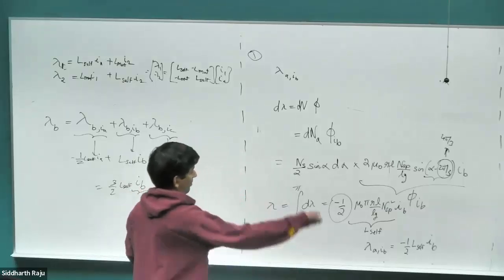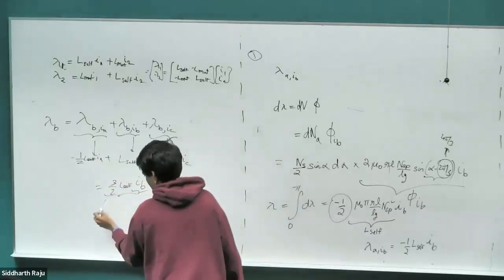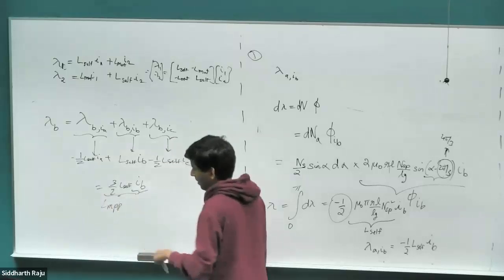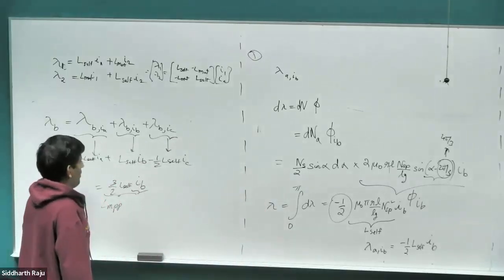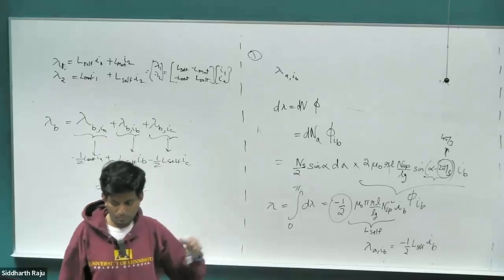This is the only term that changes. So this again is the LM per phase, LB. Any questions so far? Okay.